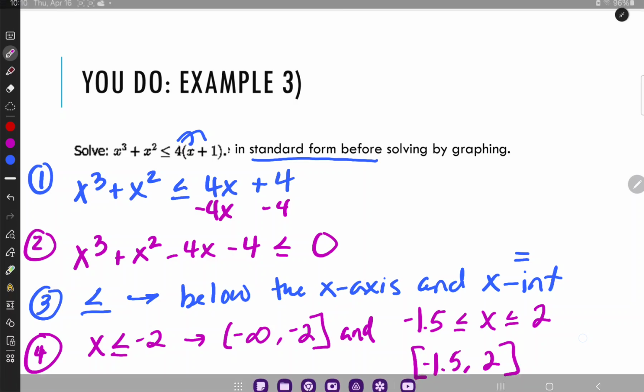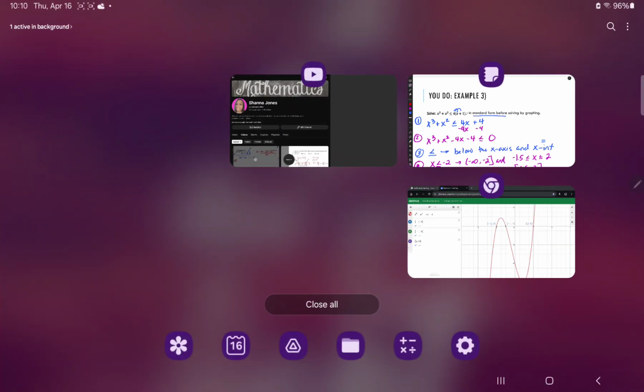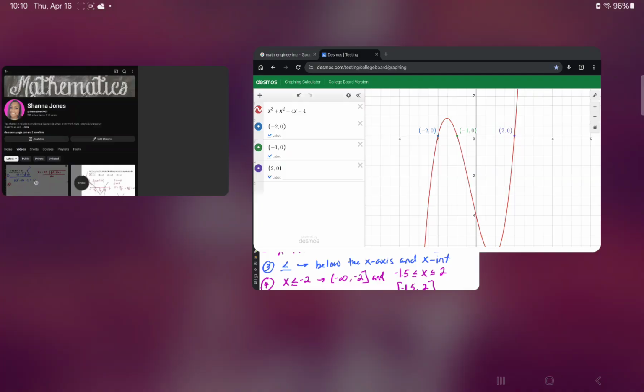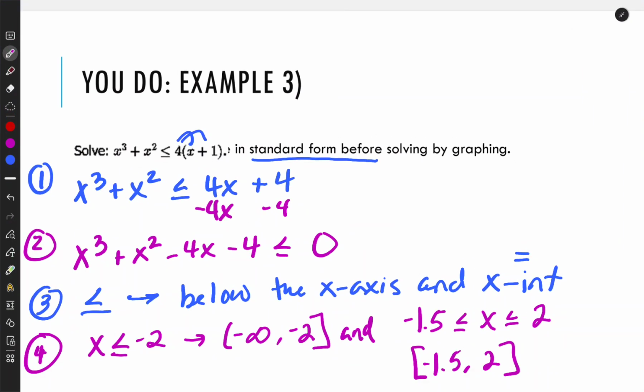Was it -1.5 or positive? Let me go back and look. My brain is playing tricks on me. -1. It's not even a 0.5. 0.5 was from the last problem. I knew something was off. So, making sure you were paying attention.